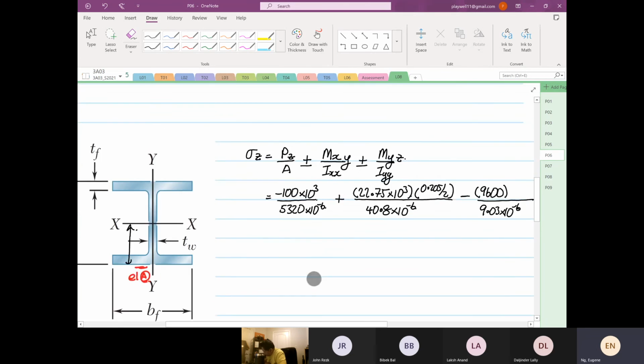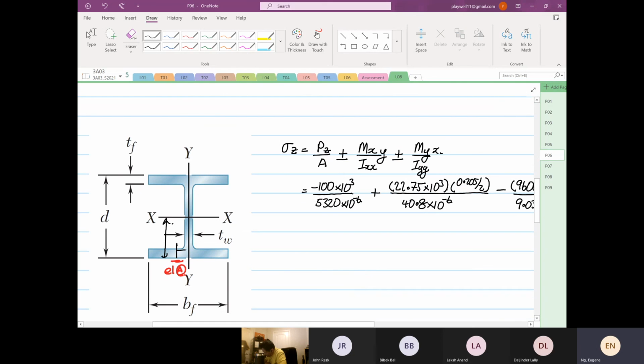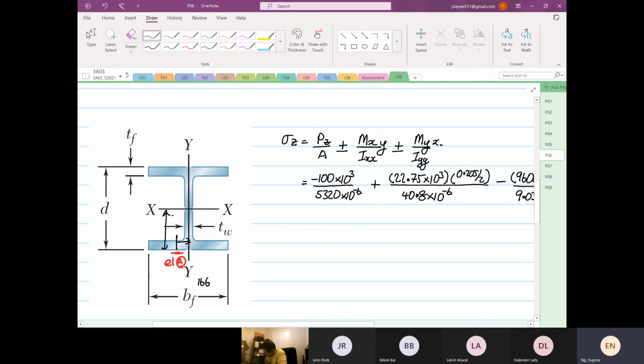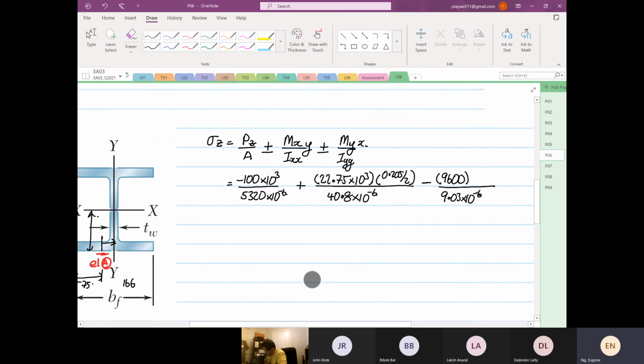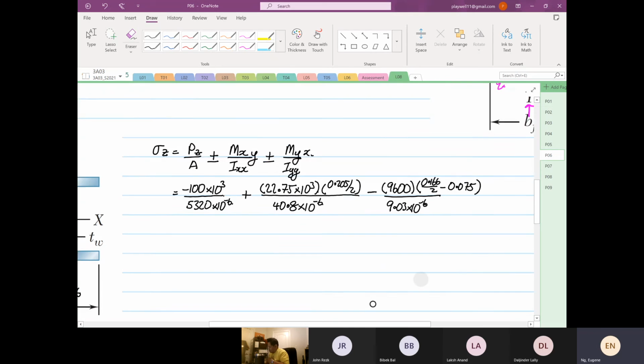This is in the x distance, so now we have to find the distance from here to here. The bf is 166, so 166 is our bf. The distance from here to here is equal to 75 millimeters. So the x distance is equal to 0.166 divided by 2 minus 0.075. Now you see how critical it is to analyze, right?